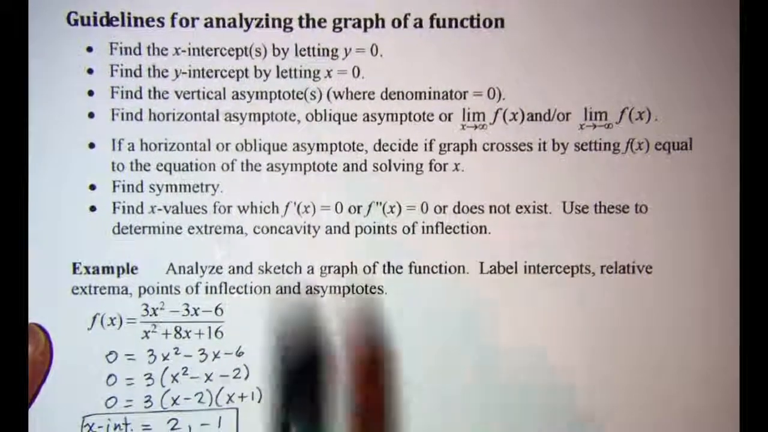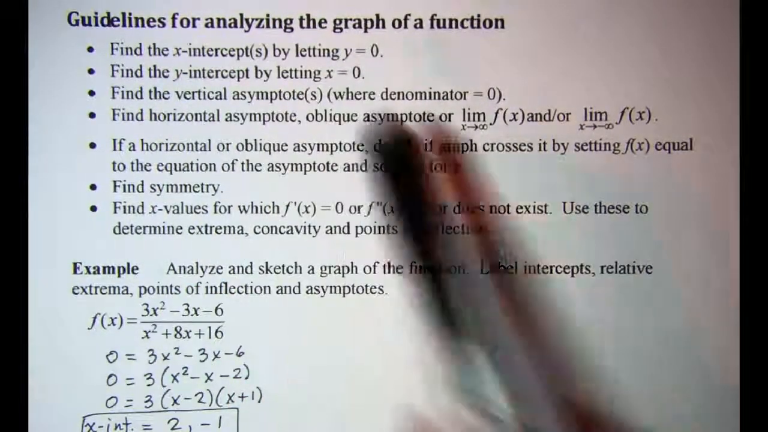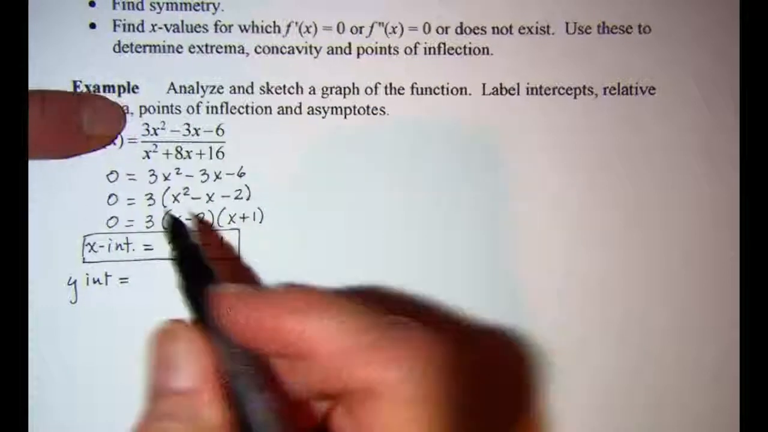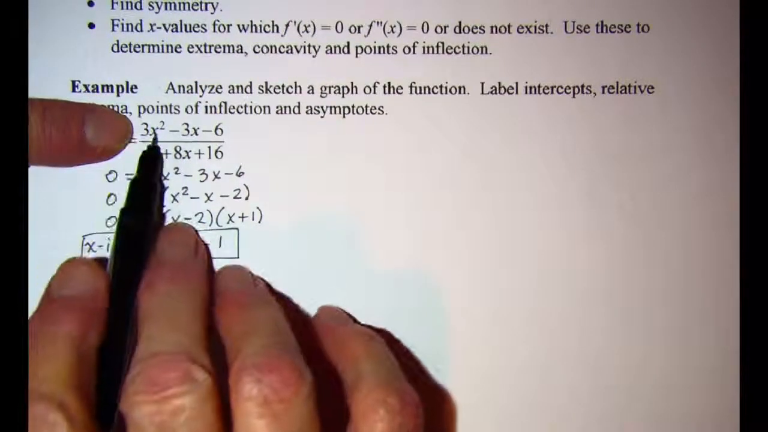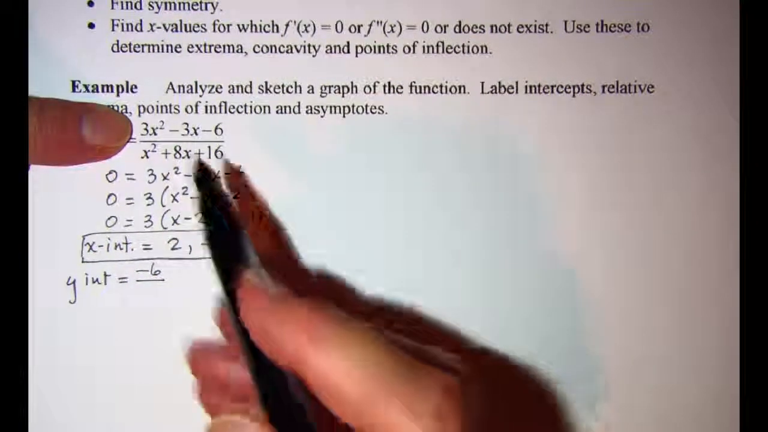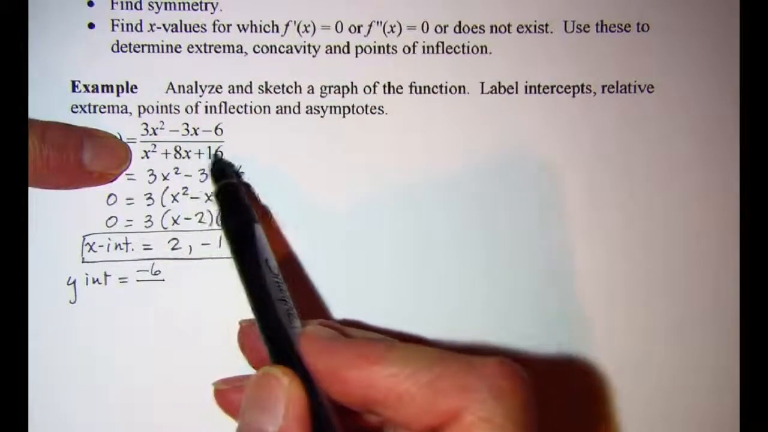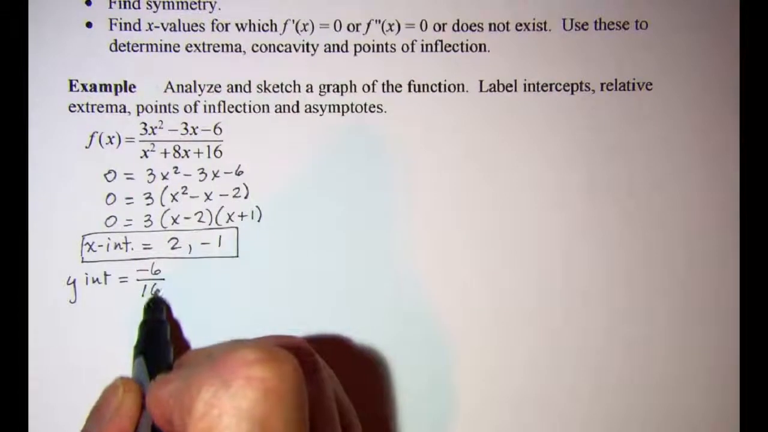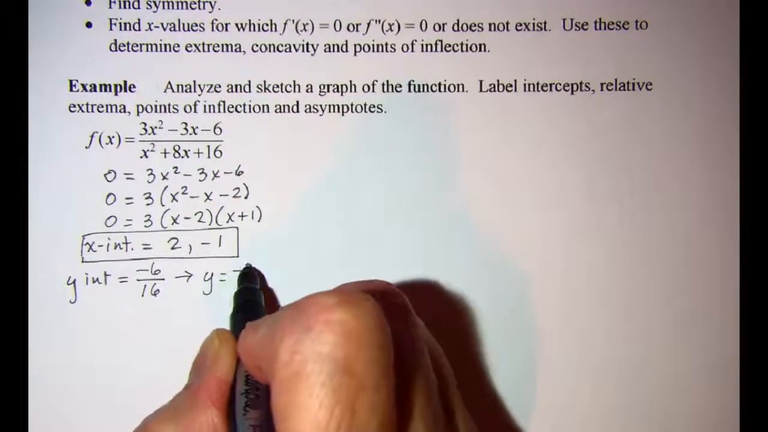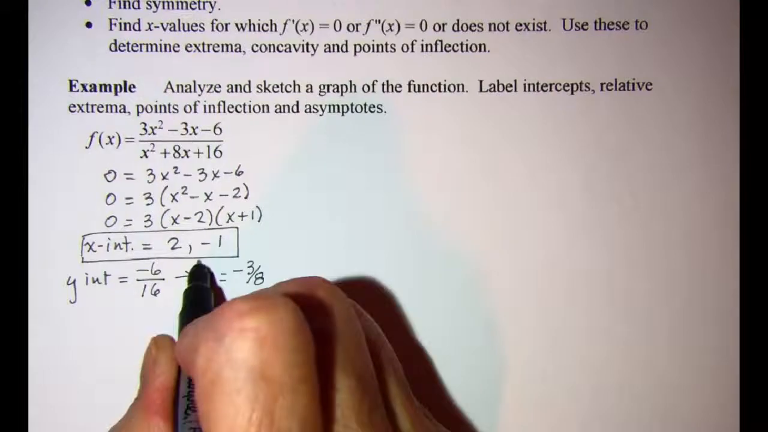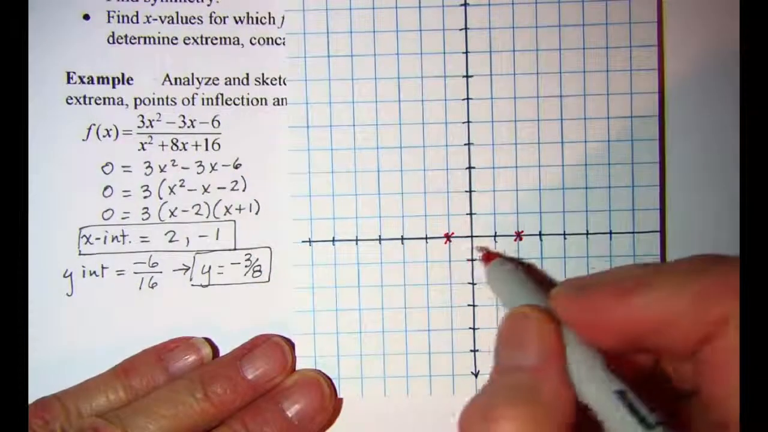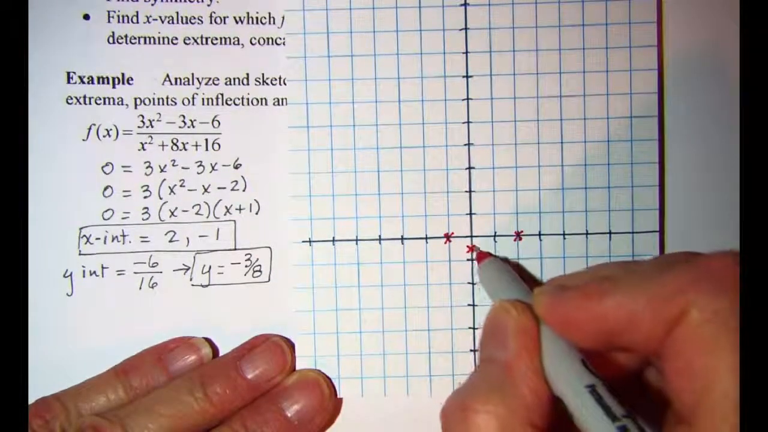Our next step is to find the y-intercept by letting x equal 0. So we have 0 for this term, 0 for this term, negative 6 divided by 0 for this term, 0 for this term, 16. So our y-intercept is a negative 3/8. Negative 3/8 is not quite a negative 1/2. So I have a y-intercept right about here.